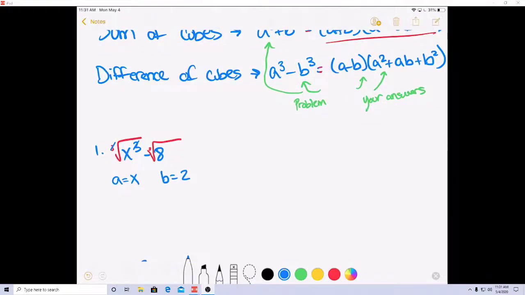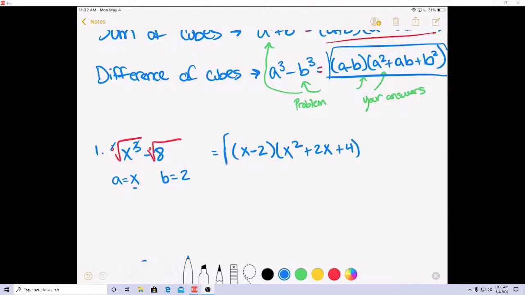And now it's easy. We just go over here and plug it into that. So when I factor it, it's going to be, oh, I'm writing an a plus b, which is, sorry, a minus b, so x minus 2. And then a squared, which means I got to take my x and I got to square him. And then it's a times b. Well, that's 2 times x, so 2x. And then lastly is b squared. So if b is 2, if I square him, he becomes 4. And there you go. You factored that difference of cubes.